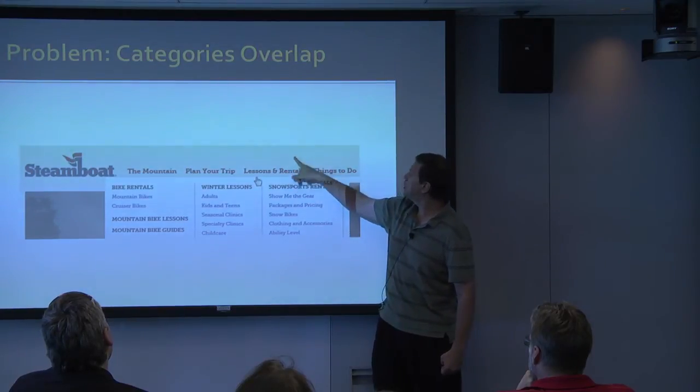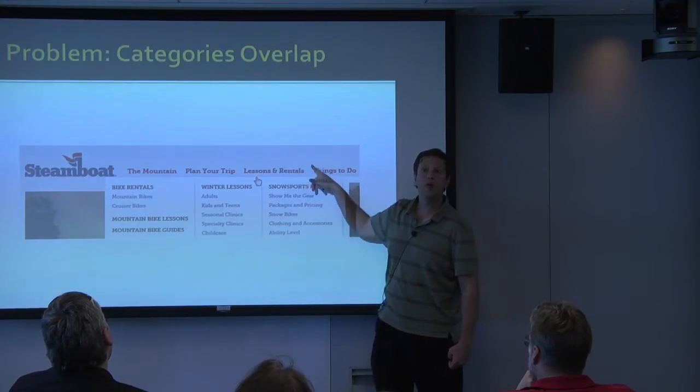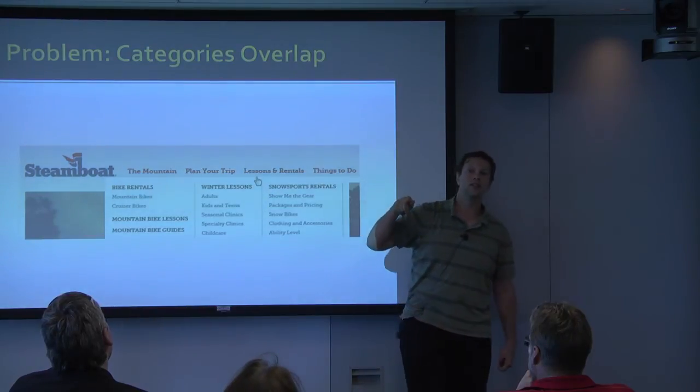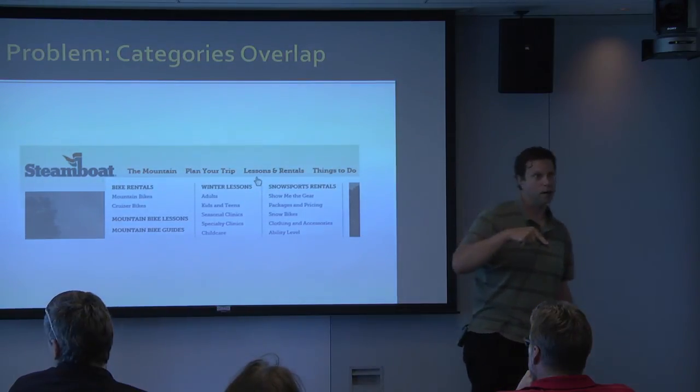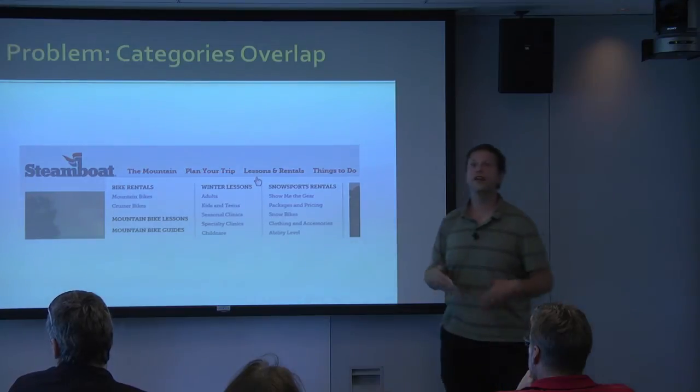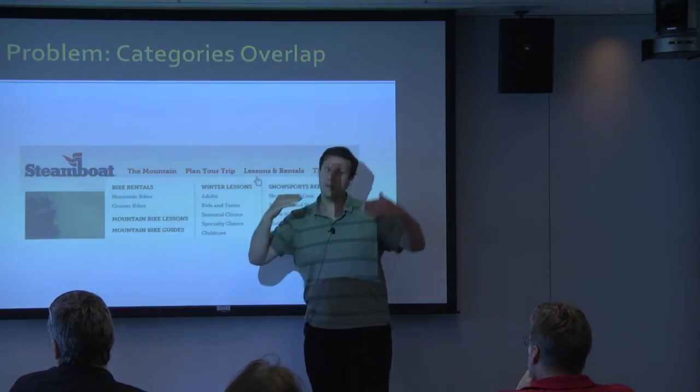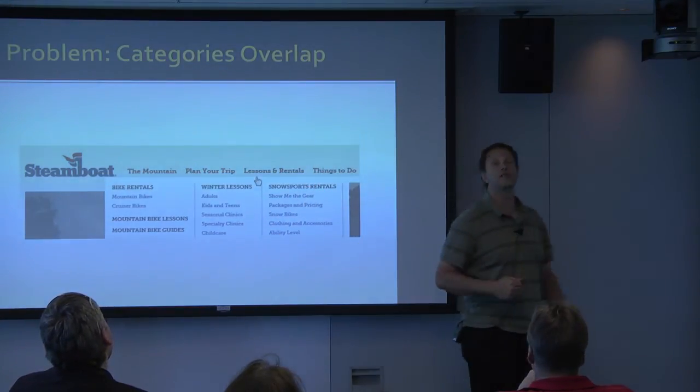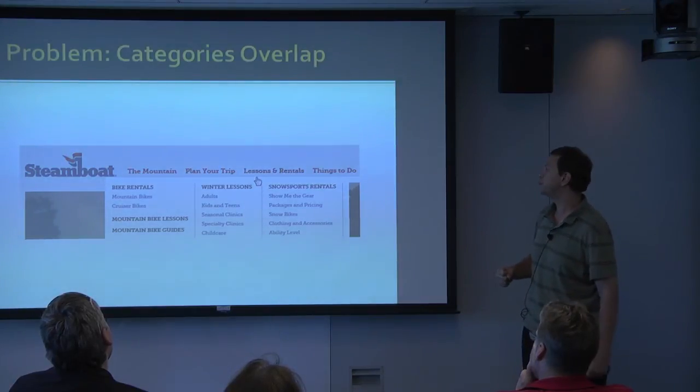Somebody might come to click on a category and they won't know which one. They'll hesitate. It'll take them a while. They might click on the wrong one. And if they fail at their task or take a while, then you begin to lose sales. The effectiveness of your site decreases.